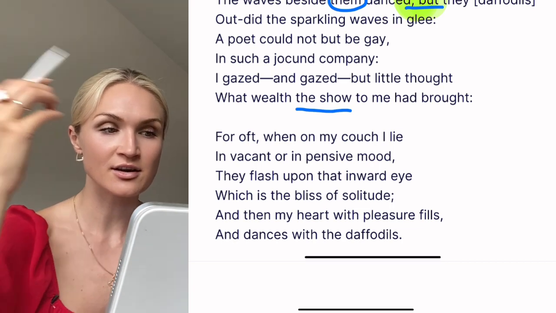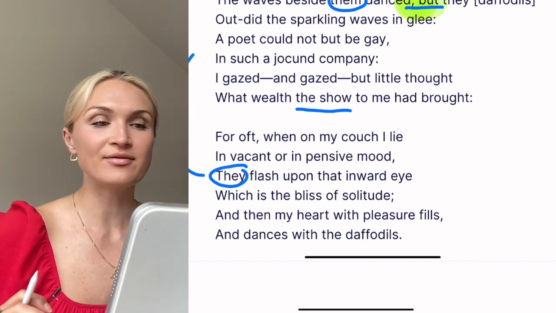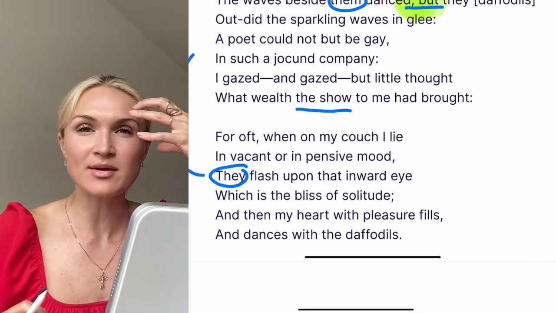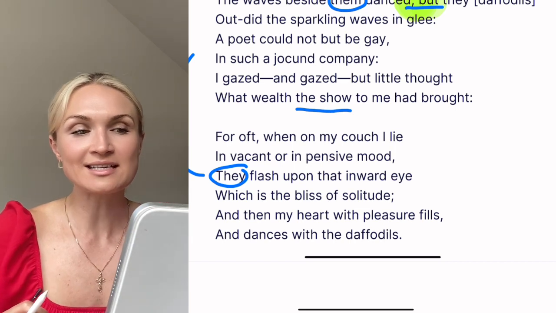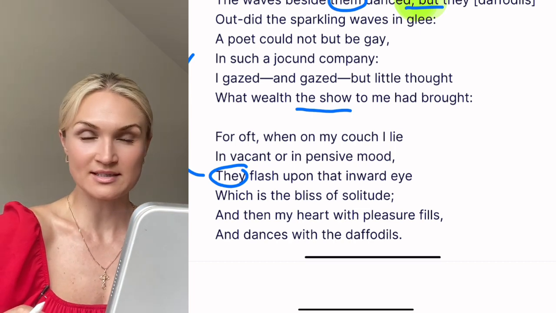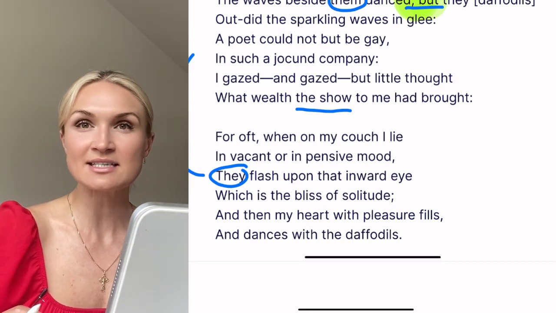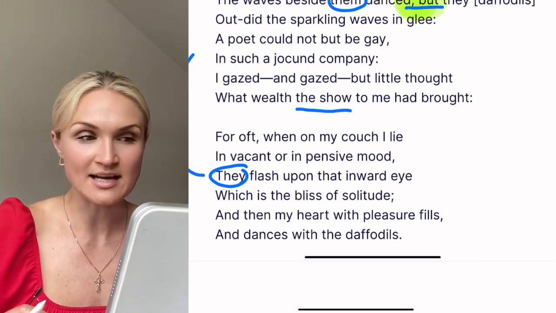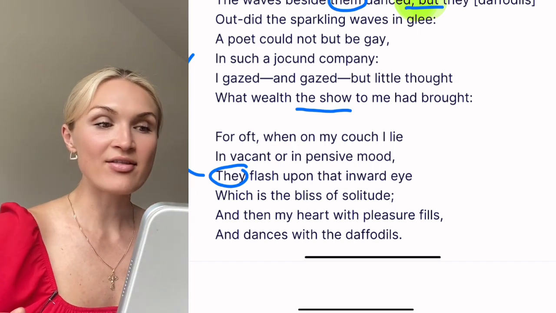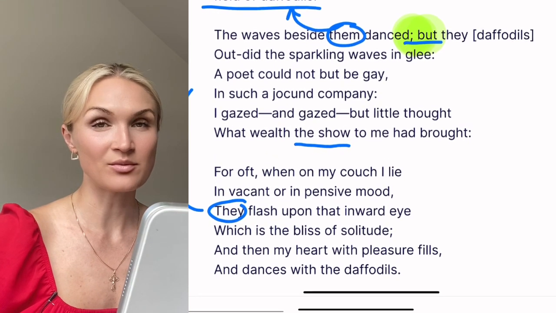They flash. Who are they? The daffodils, exactly. The daffodils flash upon that inward eye. So basically he sees them in his mind's eye, which is the bliss of solitude. When he's laying around on the couch, being reminiscent and pensive, he sometimes sees the image of the daffodils in his mind's eye, which reminds him of the bliss of solitude. We have one more sentence. And then my heart with pleasure fills and dances with the daffodils.